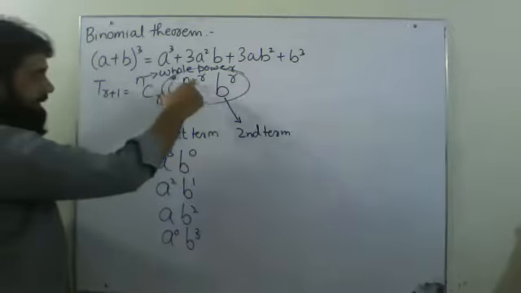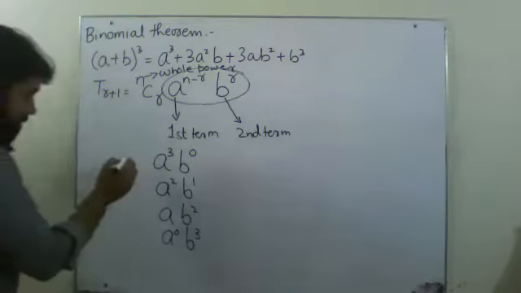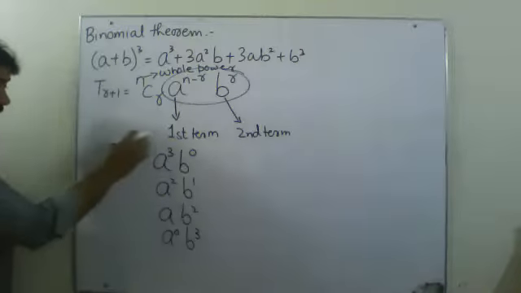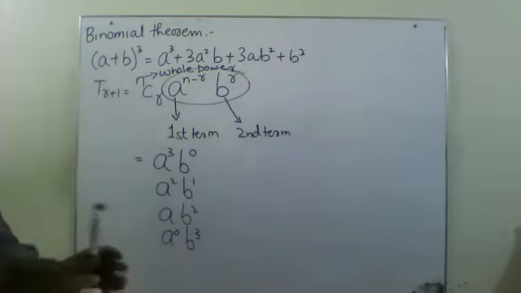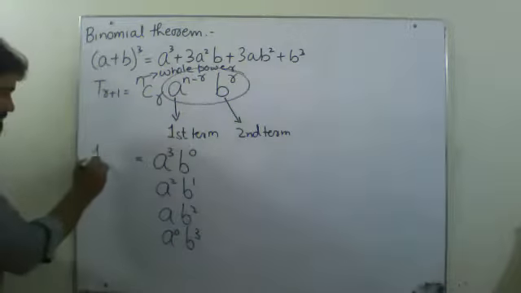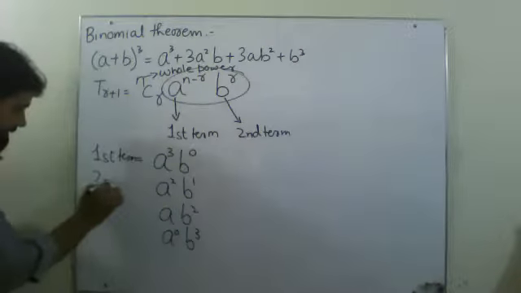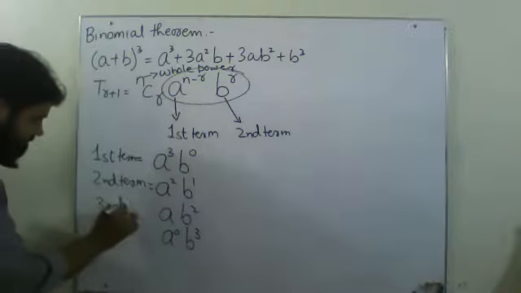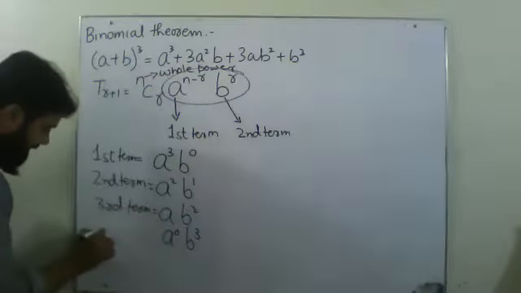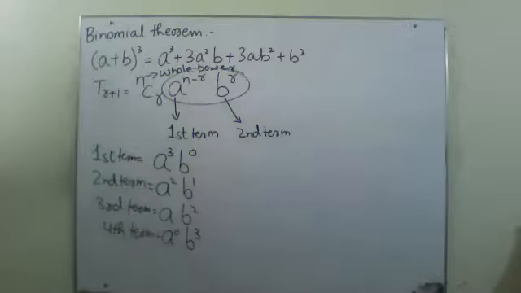See, a^(n-r) b^r. Which term is this one? I haven't written my coefficient right now. I'm not talking about the coefficient, I'm just talking about the variables. So, this is my first term, this is my second term, this is my third term, and this is my fourth term over here.